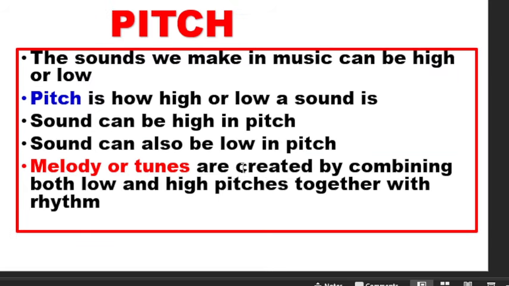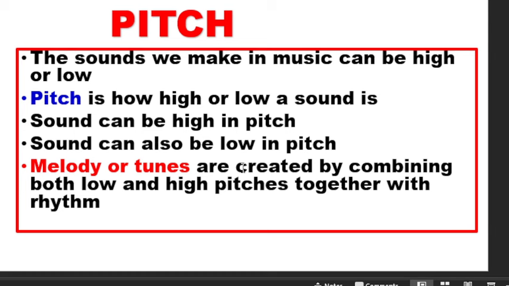What is pitch? Another question is, what is pitch? The sound we make in music can be high or low. Pitch is high or low sound. The sound can be high or low. The sound also can be low or high.